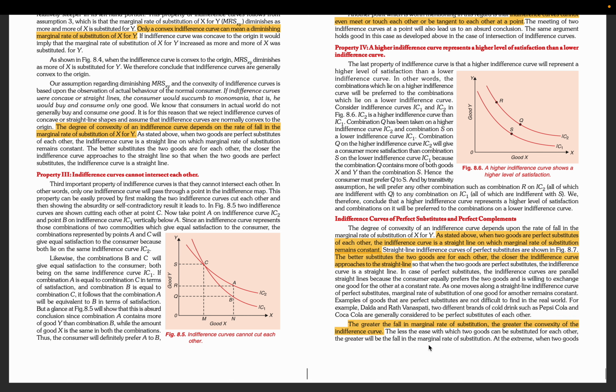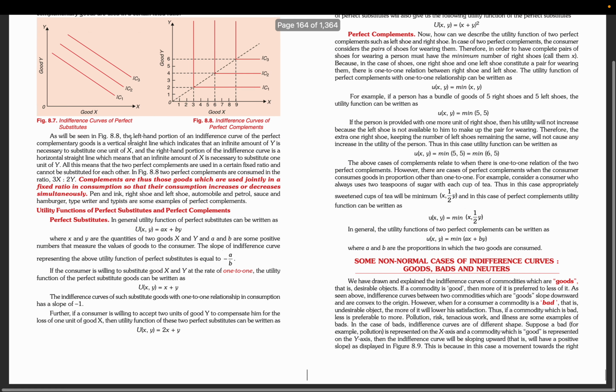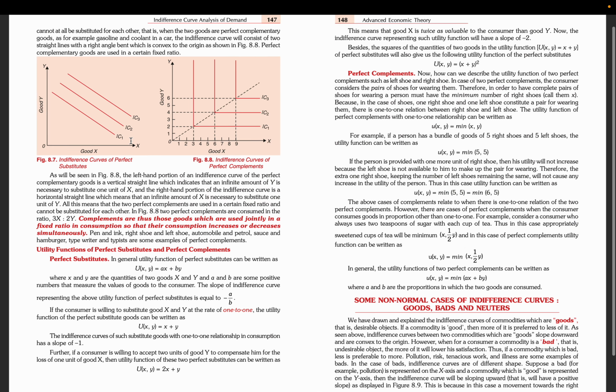The less the ease with which two goods are substitutable for each other, the greater will be the fall in MRS. Two important points to note. At this extreme, when two goods cannot be substituted for each other, that is, when the two goods are perfect complements, the indifference curve will consist of two straight lines, right angled bent, which is convex to the origin. Perfect complementary goods are in a certain fixed ratio. That's how perfect complements will be.